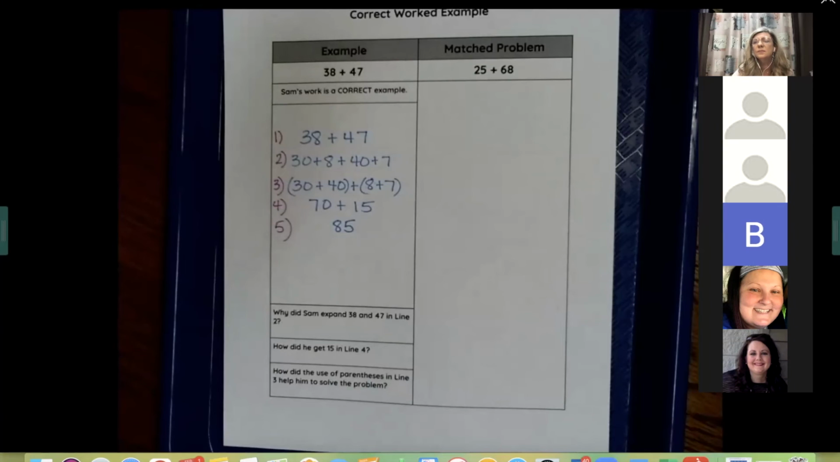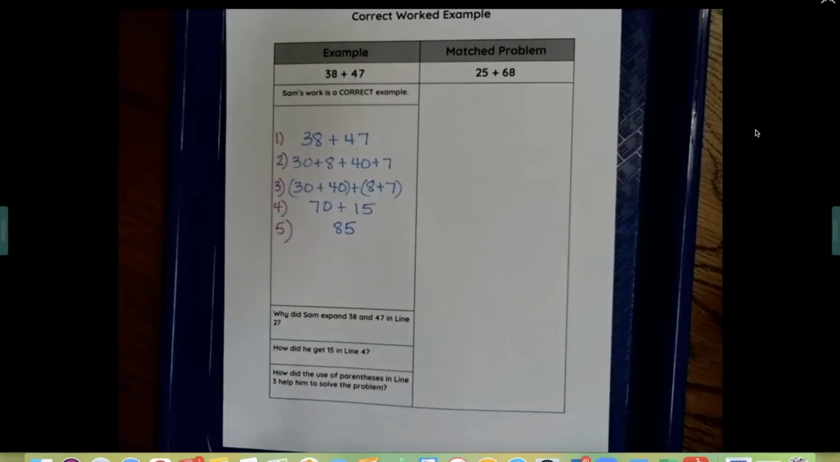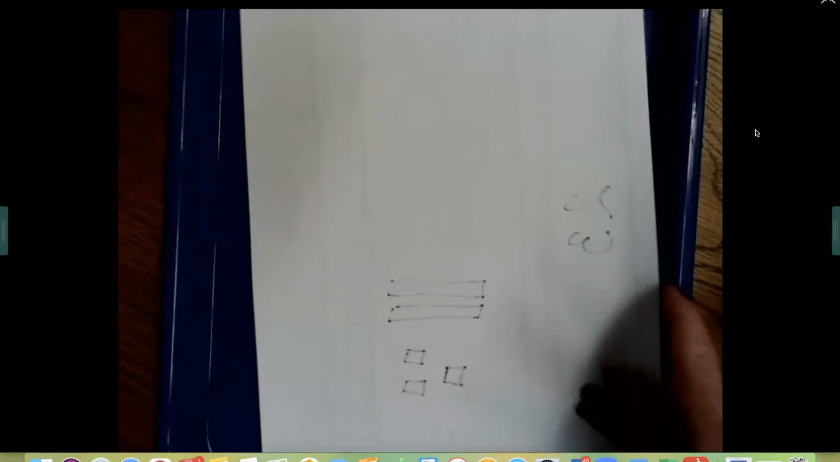It helps keep them separated. Exactly. It separates our 10s from our 1s. Exactly. To prevent them from doing it this way, you could show them this way.